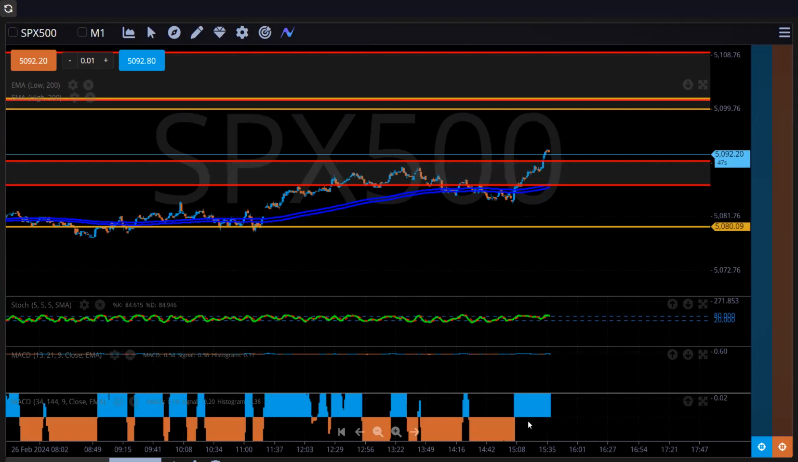So how I use these two MACDs. The first MACD is set at 13, 21, 9. I went over this one time only, at 13, 21, 9. And then the second MACD is 34, 144, 9.